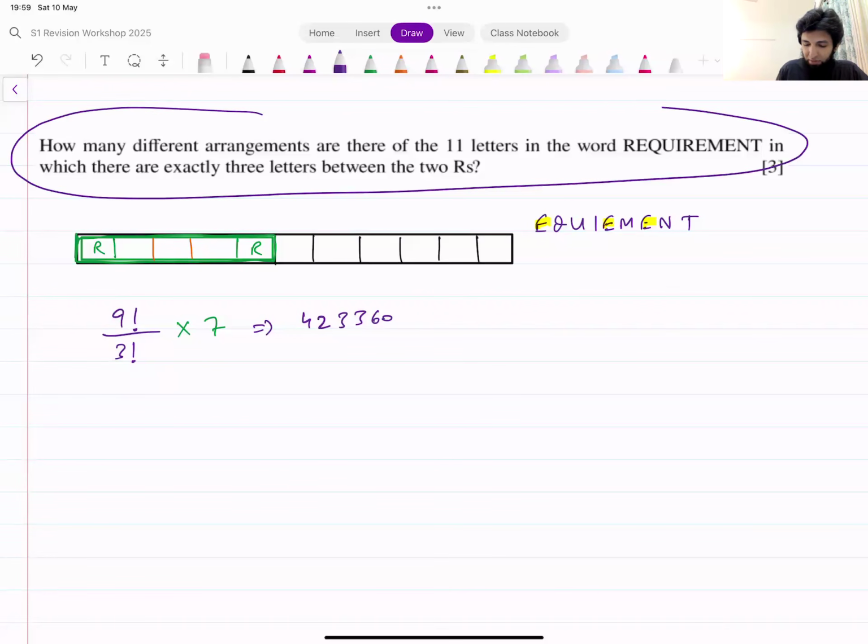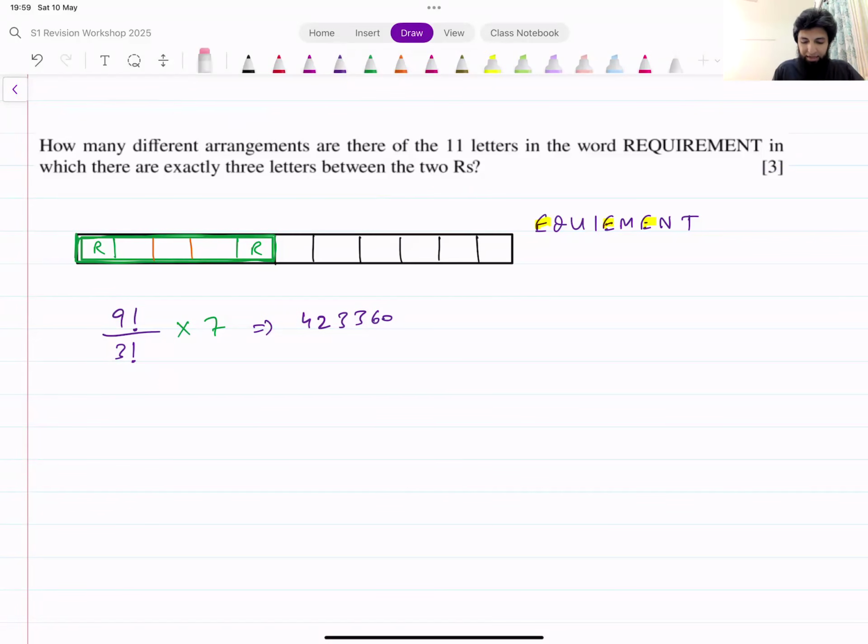How many different arrangements are there of the 11 letters in the word REQUIREMENT, in which there are exactly 3 letters between the 2 R's? Exactly 3 letters between the 2 R's. How do you think about it? Now, these are letters. If there are 2 same letters, they're identical to each other. Okay. So what we can do is we can say, okay, there are 3 letters between the 2 R's. So we have one big box that has 2 R's on both sides. And then in the middle, in between those 2 R's, we've got 3 other letters. Okay.